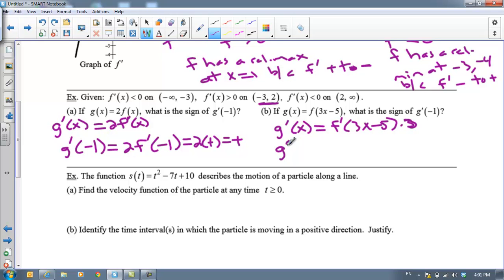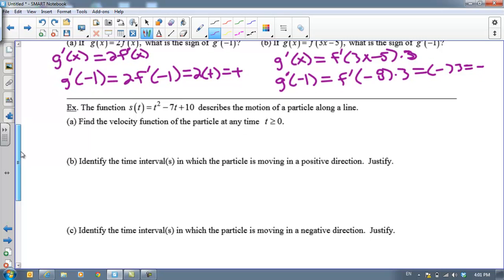G prime of negative 1 would then be f prime of 3 times negative 1 is negative 3. Negative 3 minus 5 is negative 8, times 3. So let's see if we can figure out what f prime of negative 8 is. Well, I will now need this interval, and it says that f prime is negative on that interval. So I would get a negative times the positive number 3, which is a negative number.